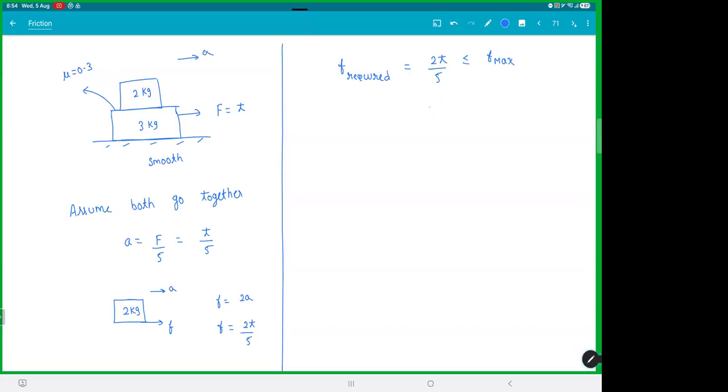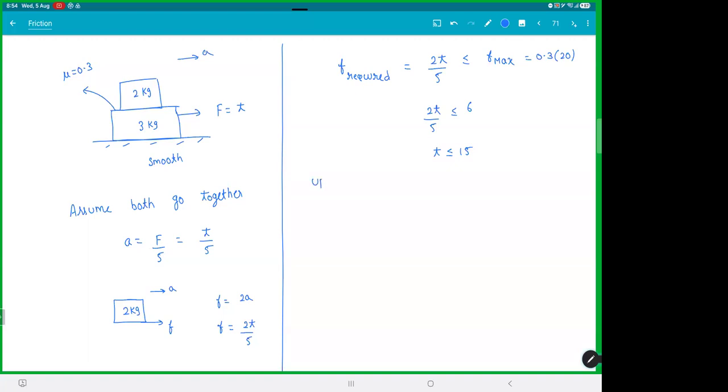And what is the F max here? F max is 0.3 into 20, that is 6. So 2t by 5 is less than or equal to 6 newtons. So we get t less than or equal to 15 seconds. What is the meaning of this? The friction is saying up to 15 seconds, I can provide you enough so that you don't slip. You're getting the meaning of it? That is how you read it.